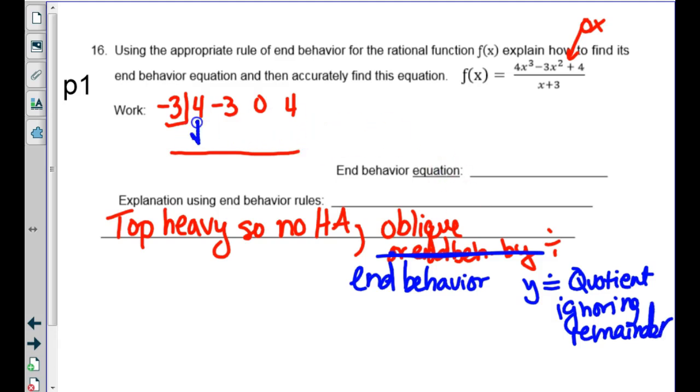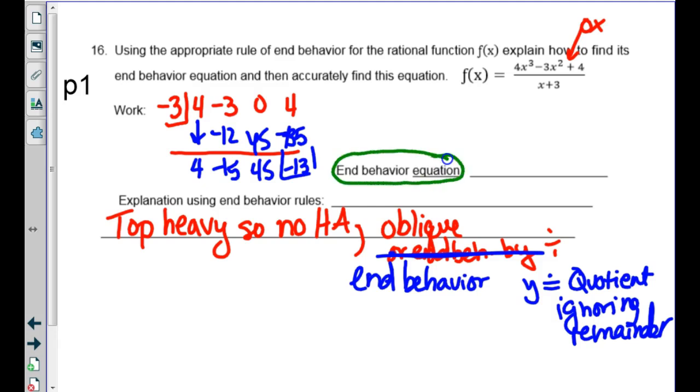Okay, bring this down. 4, -12, add is -15, multiply is 45, add is 45, multiply is, I don't know, 15, -135, add is -131. I don't know. Did I do that right? Anybody? Okay. What is the end behavior equation that I end up with then?